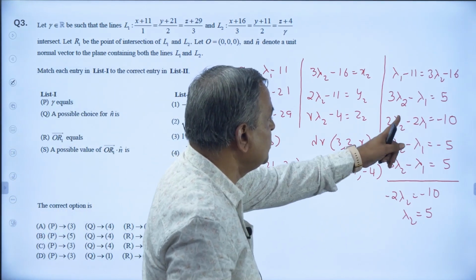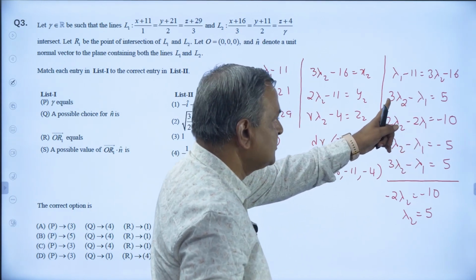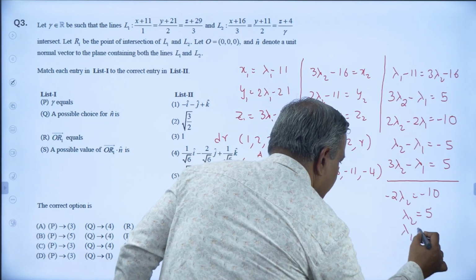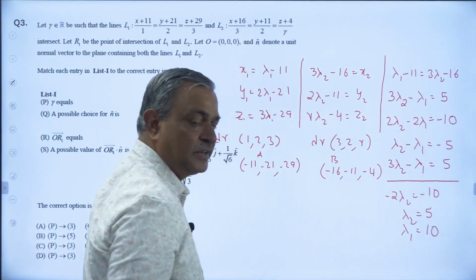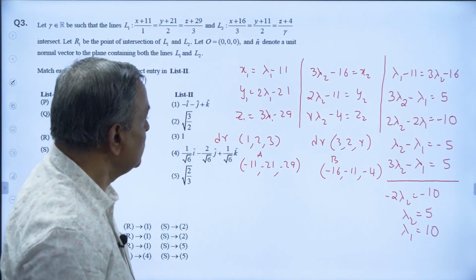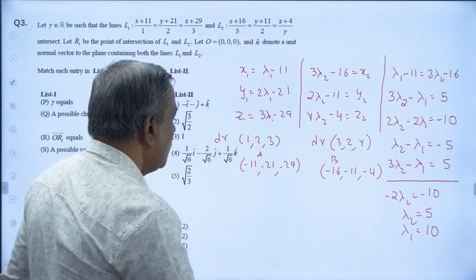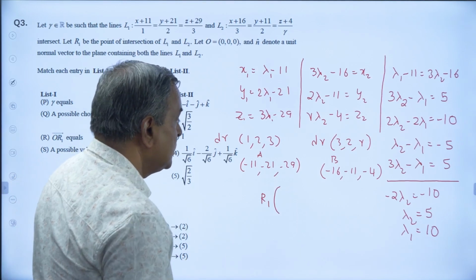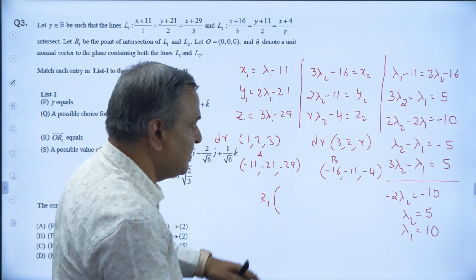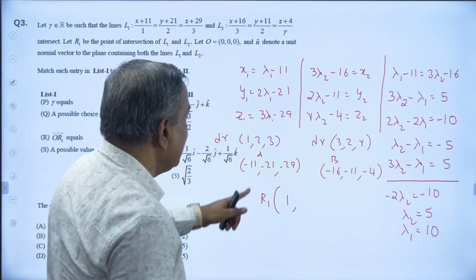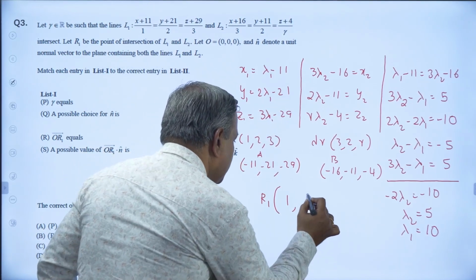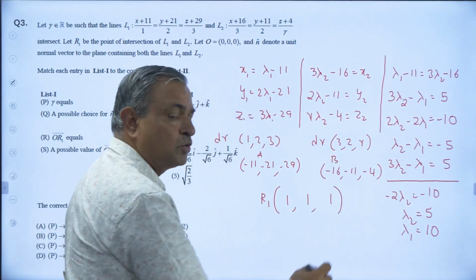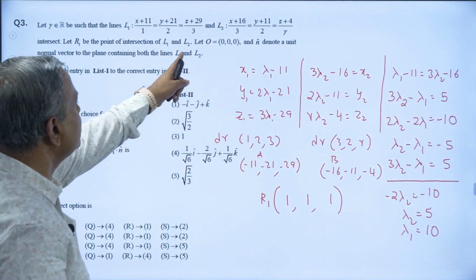When lambda 2 is equal to 5, you substitute here: 5 3s are 15, 15 minus 5 is equal to 10, so lambda 1 is equal to 10. So we got lambda 1 and lambda 2. We get the point of intersection now. What is the point of intersection R1? 10 minus 11 is minus 1. Next here, 20 minus 21 is minus 1. Next, 30 minus 29 is 1. So we get the coordinates of R1, the intersection of L1 and L2.